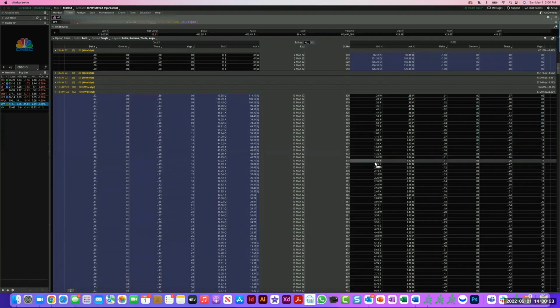And a $375 put is $1.90. So actually that's not a bad price. And a $400 put is $5.42. So if we were very confident in our position, you could buy a $375 put on the SPY for $1.90 for May 13th. So I'm going to mark that.